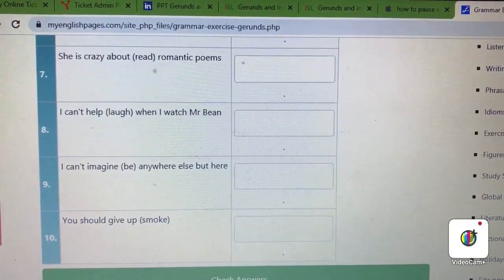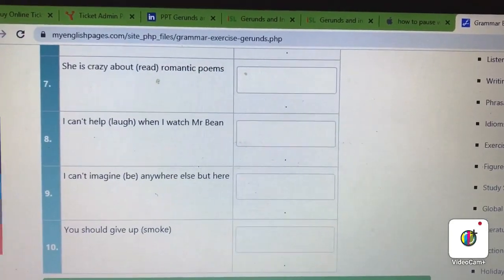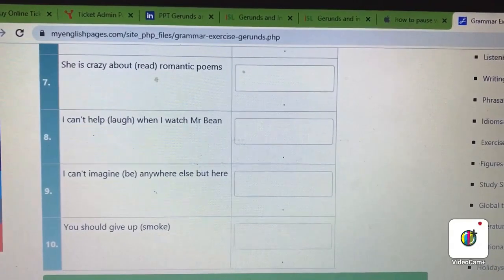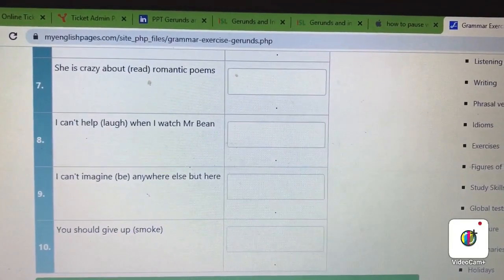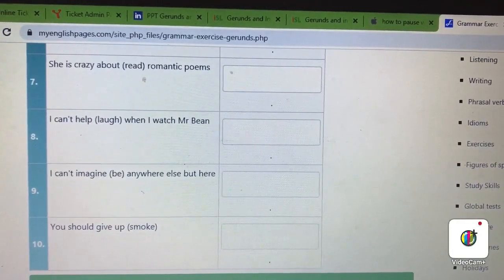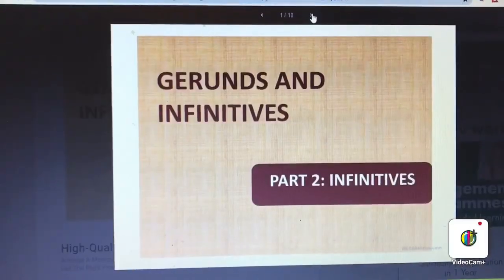You should give up dash. Note down all these 10 sentences in your copy and complete them. After completing this activity, send me the image of this homework in the group.